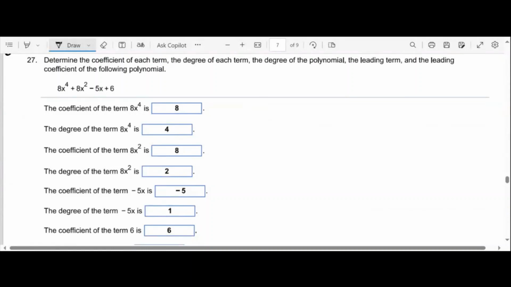Number 27. Determine the coefficient of each term, the degree of each term, the degree of the polynomial, the leading term, and the leading coefficient of the following polynomial. The coefficient of the term 8x to the power of 4 is 8. The degree of the term 8x to the power of 4 will be 4, which is the exponent. The coefficient of the term 8x squared is 8.